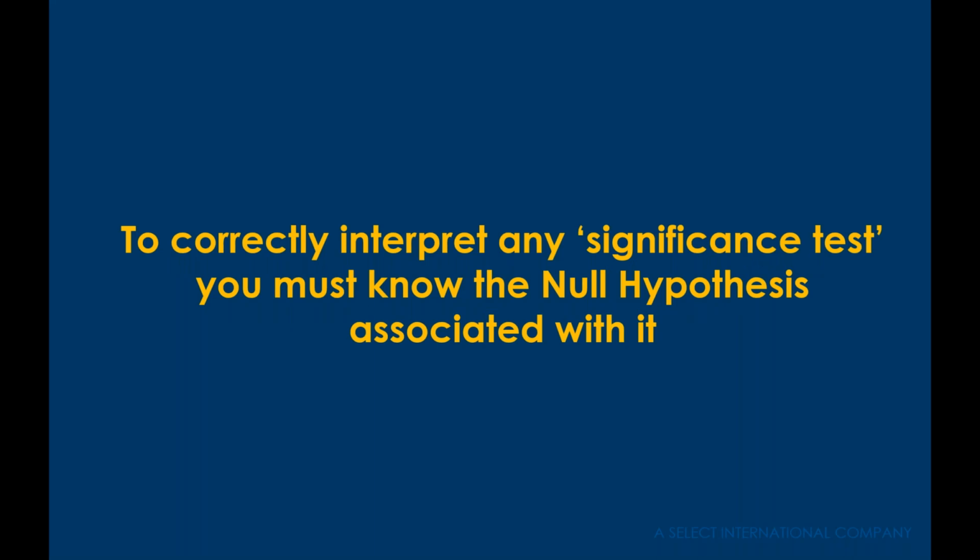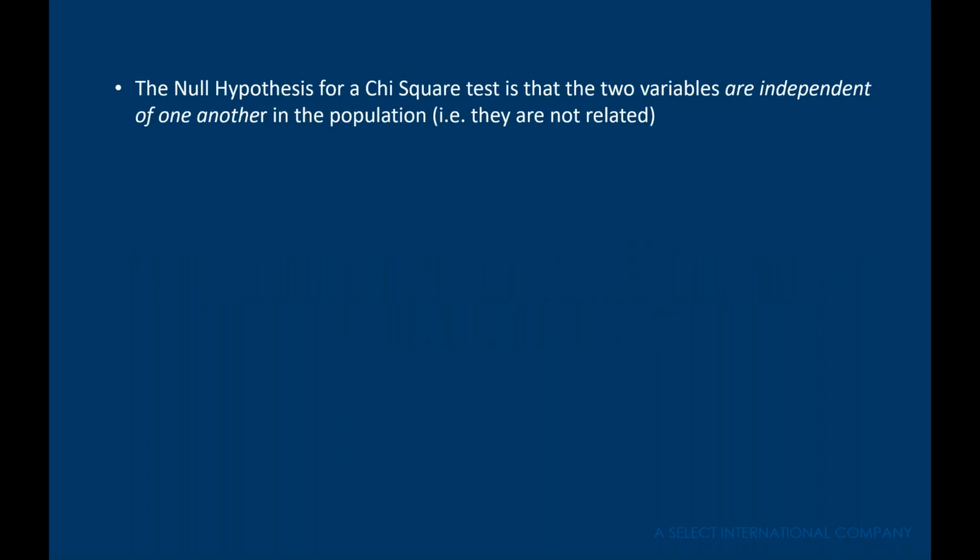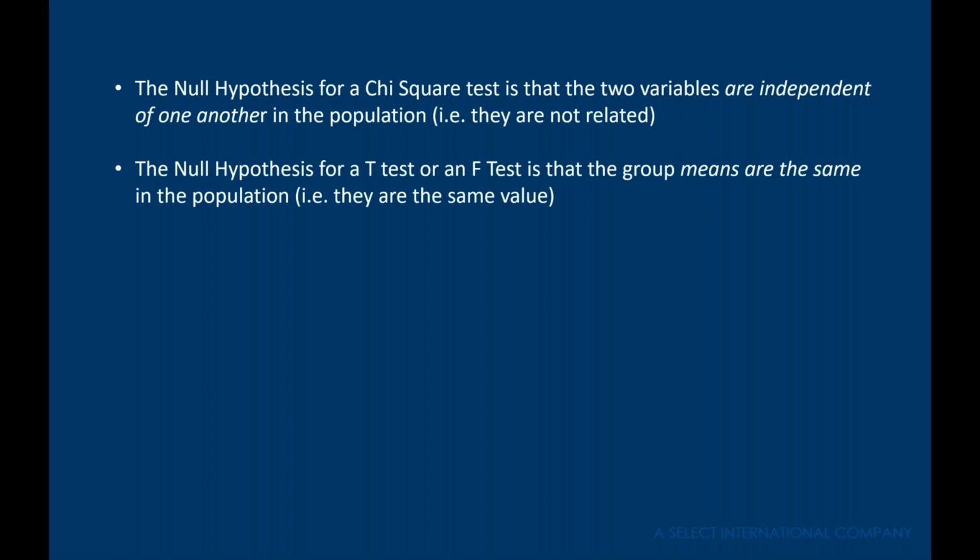So there are lots of different types of significance tests, as I guess you're aware of, and they all have their own kind of null hypotheses. So let's have a look at some. In a chi-square test, which we're going to see, the null hypothesis is that the two variables are independent of one another. They are not related. In a t-test or an F-test, it is that any differences in group means are just random, or just a sampling error, if you like.